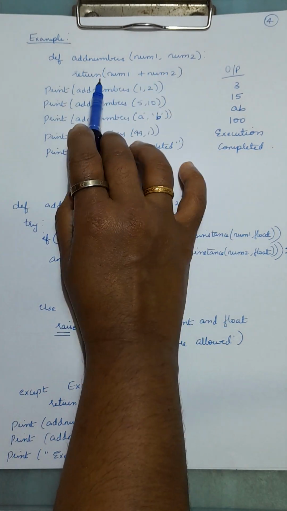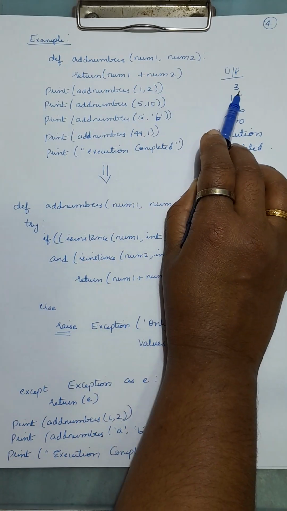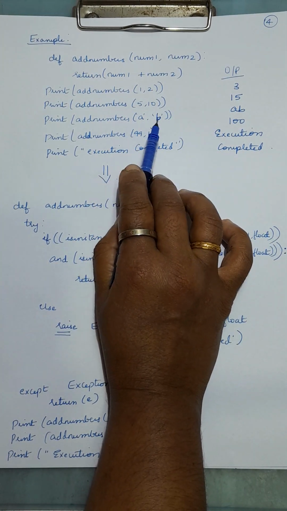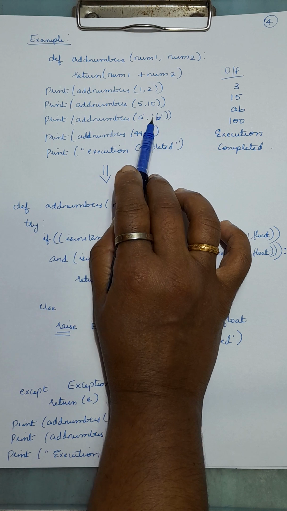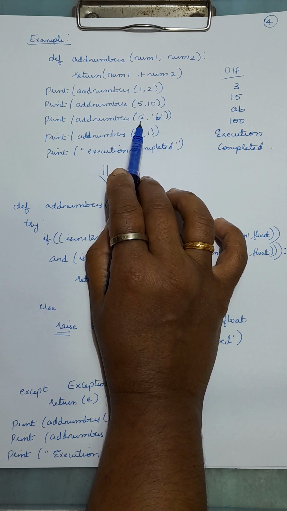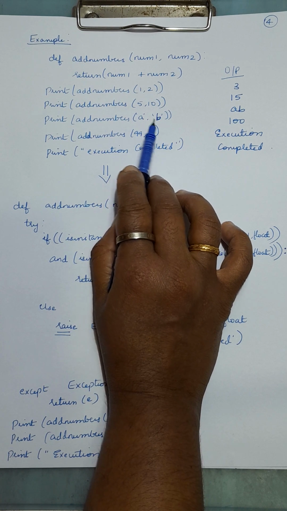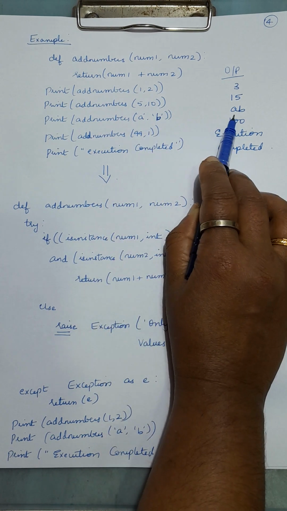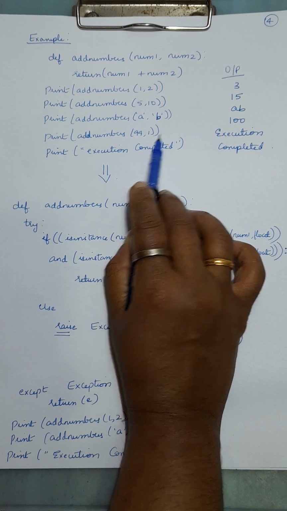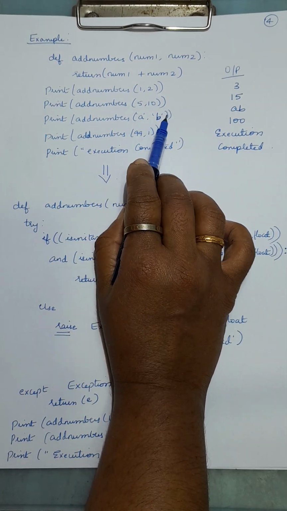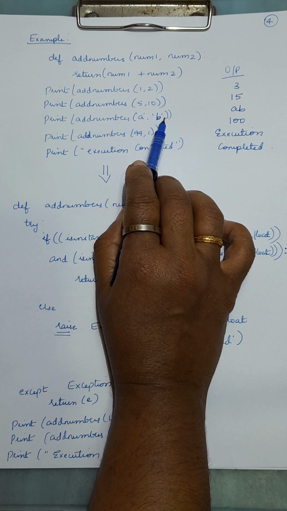I'll pass on all these values and I'm adding. So the first one: 1 plus 2 is 3, and 5 plus 10 is 15. Both the parameters are strings in the next one. In such a case, if you remember the previous class, if you add two strings using the plus operator, you're concatenating the strings, so it will be AB. So it is getting concatenated, you're getting AB, then 99 plus 100, and execution completed, right? But to perform addition, it should be either integer values or floating point values.